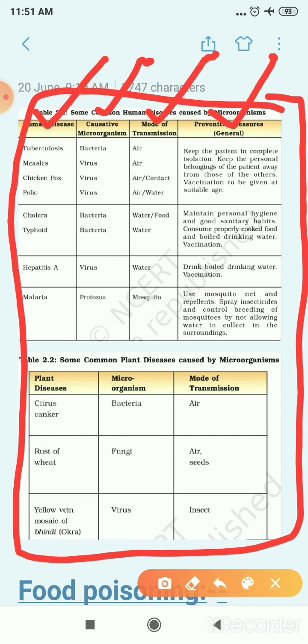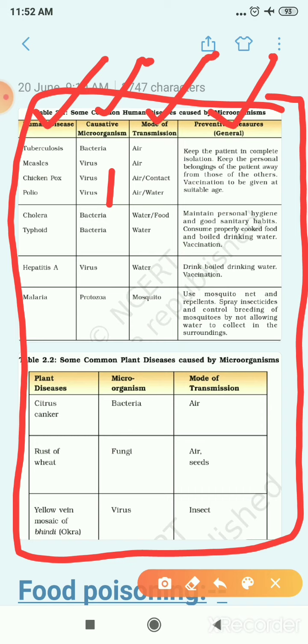Due to bacteria, this disease happens. Mode of transmission is air. If somebody is suffering from tuberculosis, if you are nearby him and if he sneezes or coughs, the microorganism comes outside, and when you inhale that microorganism, the disease will be transferred to you. The same way, measles, chickenpox, polio. The measles, chickenpox and polio are due to virus. The air and direct contact. Air is a medium of transmission for all these diseases.